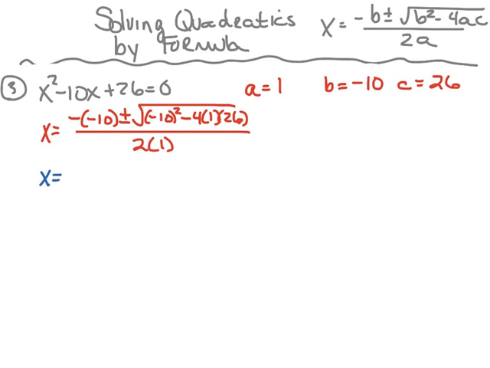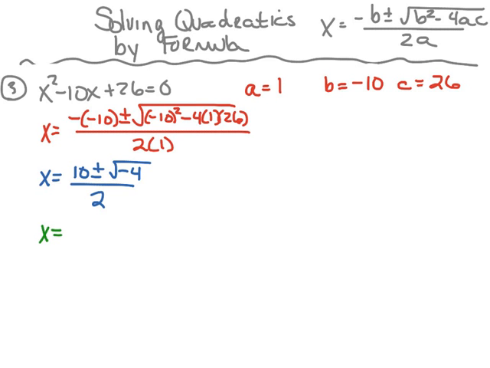Alright, so let's see what we get here. A negative times a negative makes this a positive 10, plus and minus the square root of something. If I go to my calculator and enter a negative 10 squared minus 4 times 1 times 26, I should end up with a negative 4. In my denominator, 2 times 1 is 2.